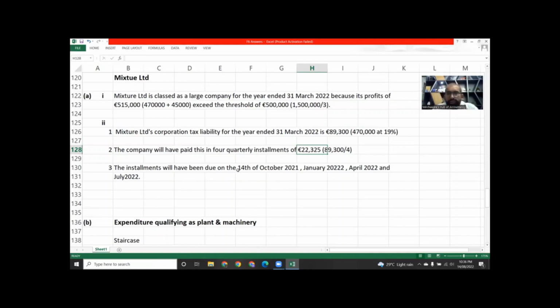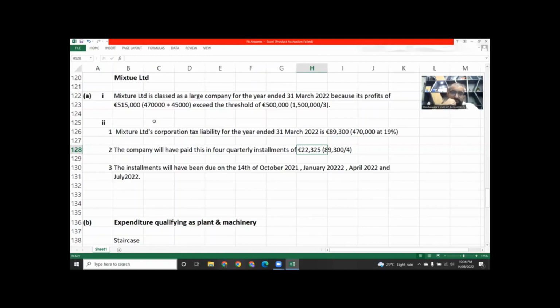Now, what are the due dates for these installments? 14th October 2021. Then after 3 months, 14th January 2022. After 3 months, 14th April 2022. After 3 months, 14th July 2022. So this is A1 and 2, total 5 marks for you.